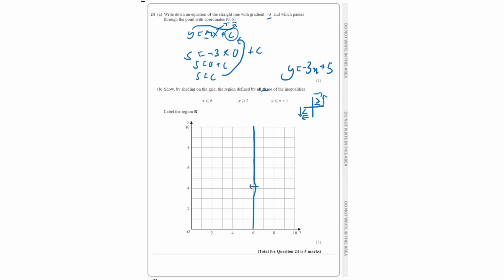So we can put an arrow here for now so we can remember. y is greater than or equal to 2. So we write here on the y-axis, on the 2, perfectly perpendicular as shown, and greater than is up. So we put an arrow up.